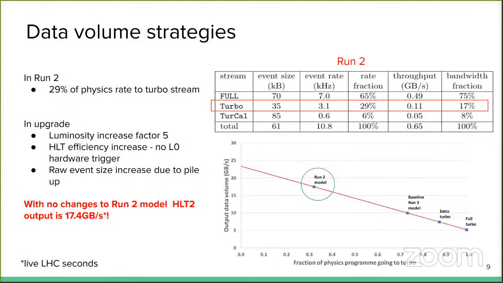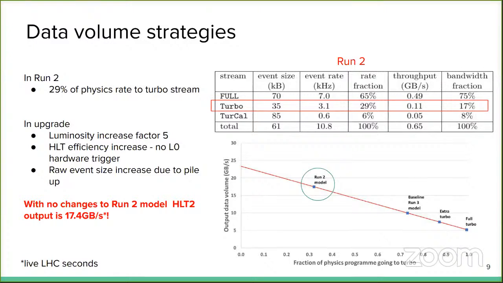In Run 2, we did actually have 29% of our physics rate already going to turbo streams. So you can see in this table here the split between where our physics was going to which stream. But in the upgrade, of course, as I said, we've got a luminosity increase of a factor of 5. The HLT efficiency will increase as we removed our Level 0 hardware trigger, and the raw event size will increase just due to the number of primary vertices in each event.